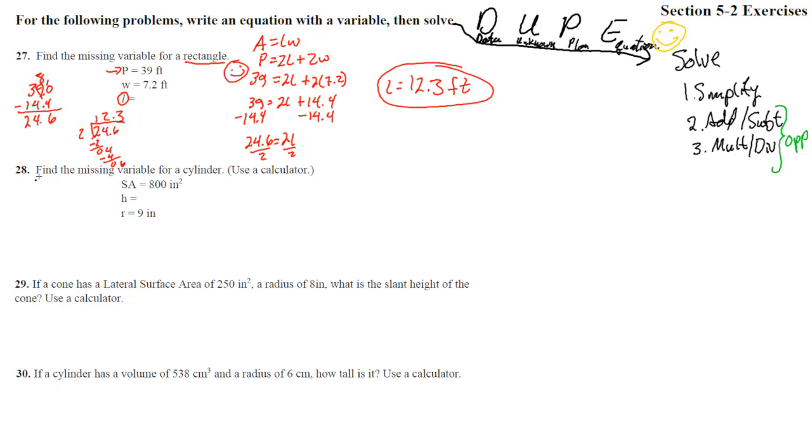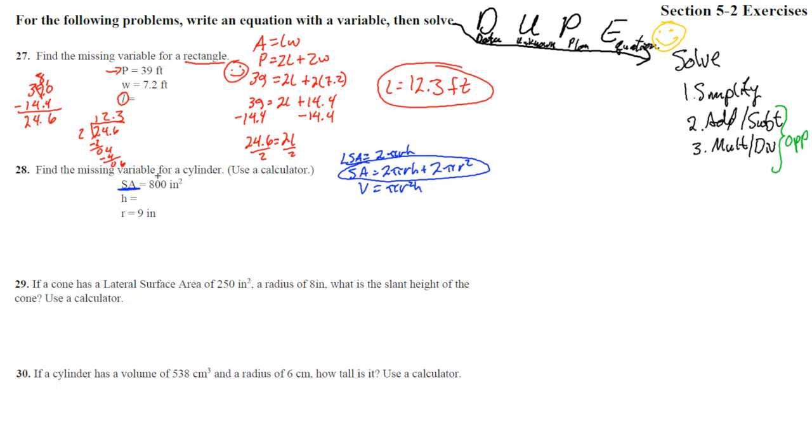Good. Number 28, find a missing variable for a cylinder. Now the cylinder has an LSA formula, which is 2 pi RH. These are in the book. Then you have an SA formula, which is 2 pi RH plus 2 pi R squared. And then you have the volume formula, which is pi R squared H. So notice we're going to be using this formula right here because they give us the SA.